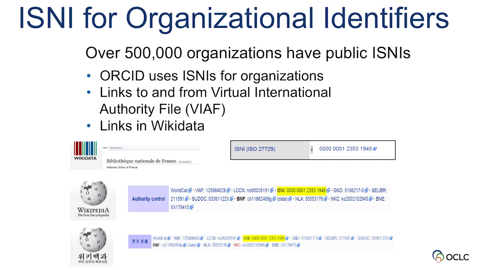In fact, that UK GIST CASRE Working Group on Organizational Identifiers I referred to earlier came to the conclusion that the most desirable vision for the future would be for ISNI to emerge as a strong, sustainable, and internationally well-supported baseline or bridging ID. So right now, ISNI has over 500,000 organizations that have these public identifiers.